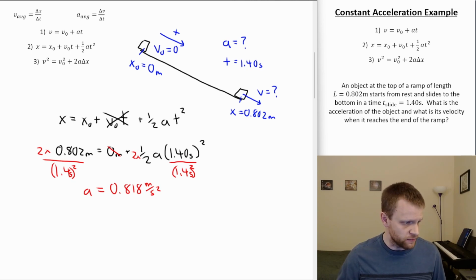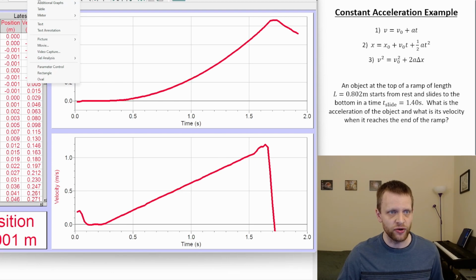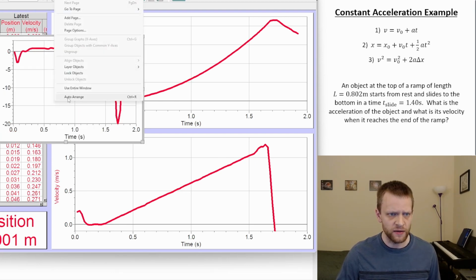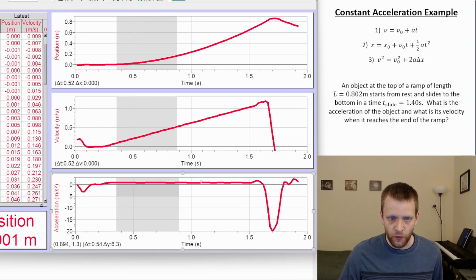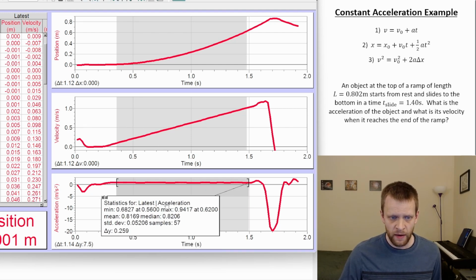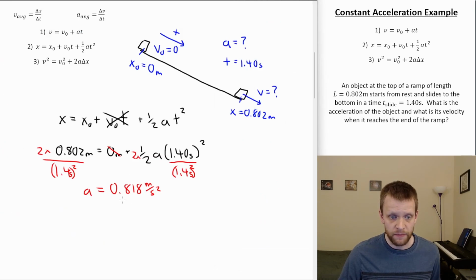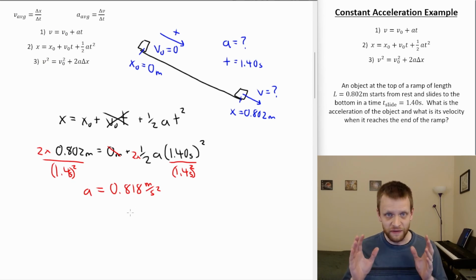Well, let's check that against our actual data. So here are our graphs, and we can actually add a graph for acceleration and quickly scale those. And for this motion, if we look at the accelerated motion and look at the statistics for that, it looks like the average value for that acceleration data is 0.817 meters per second squared. We got 0.818 meters per second squared. Very, very close agreement between those two values.